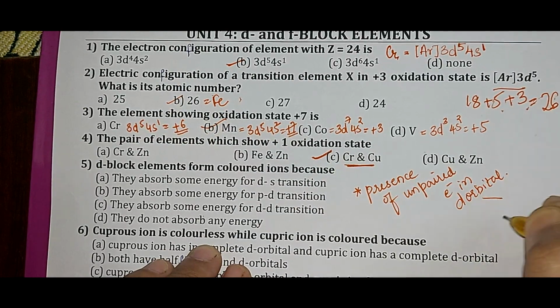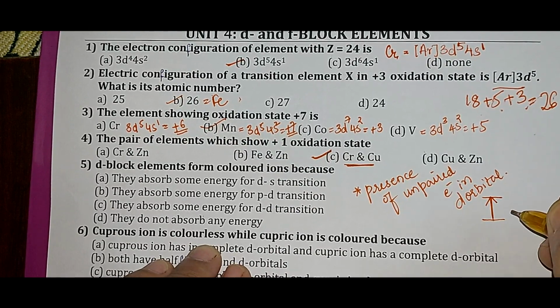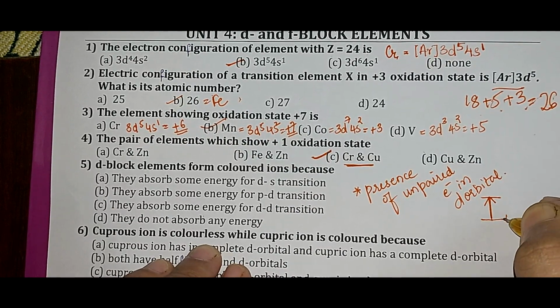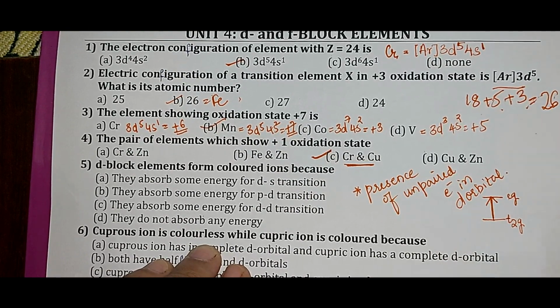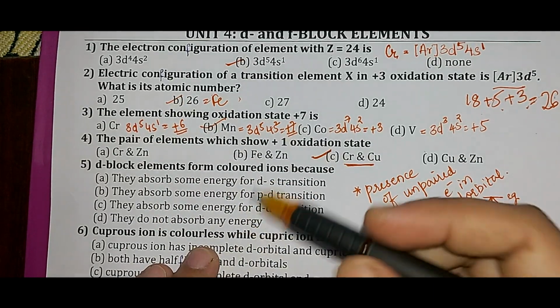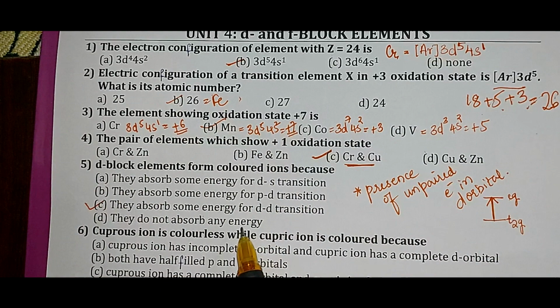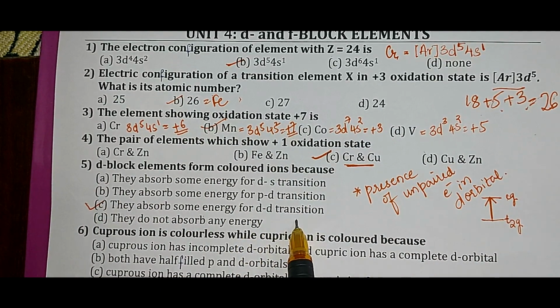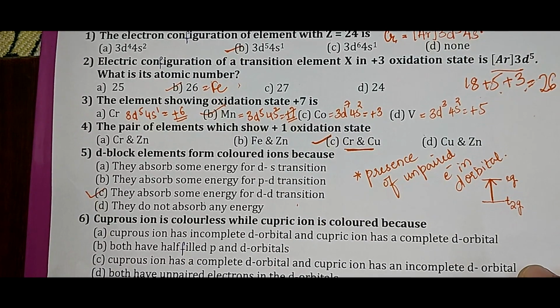d-d transition means the electron jumps from one d orbital to another d orbital, and those two orbitals, which you'll study further, we call t2g and eg orbitals, based on the type of complexes. Thus, we say that d block elements form colored ions because they absorb some energy for d-d transition. So option C is the correct answer. Next, question number 6.